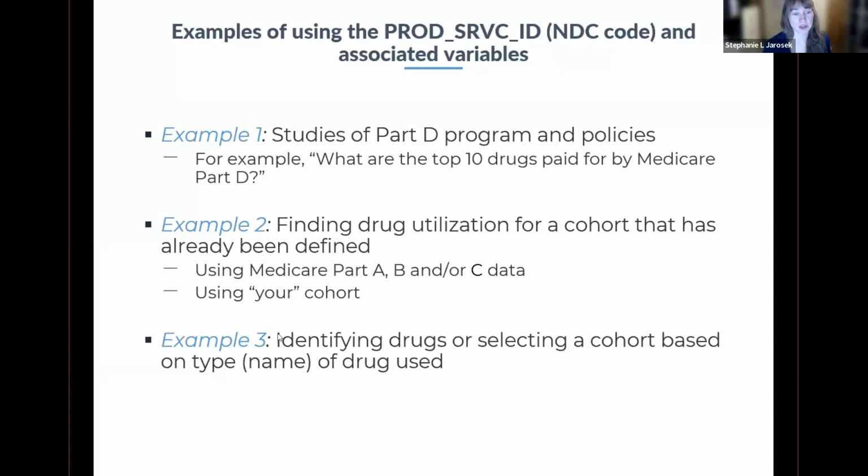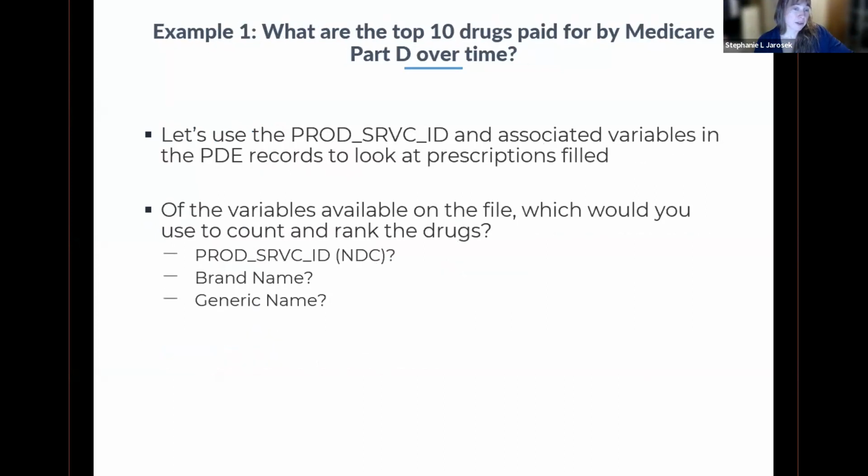Or maybe we say we're looking for people that are taking a particular drug. I'm looking for people that are taking specific drugs for prostate cancer that would indicate to me that they have a metastases that's resistant to other treatments. So these are different ways that we could use the product service ID. So when we think about the first example, we have NDC, we have brand name, we have generic name. Which one should we use, do you think, to rank the drugs?